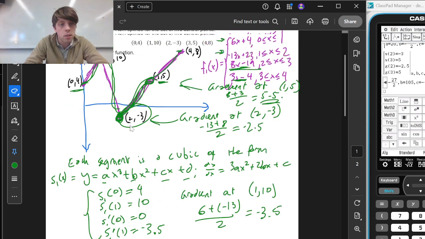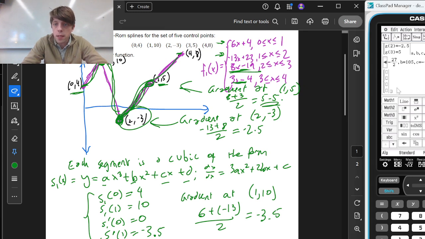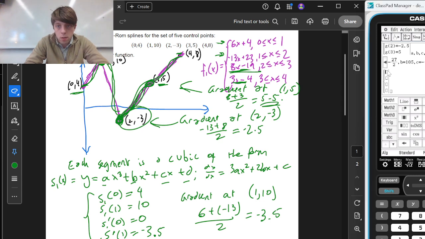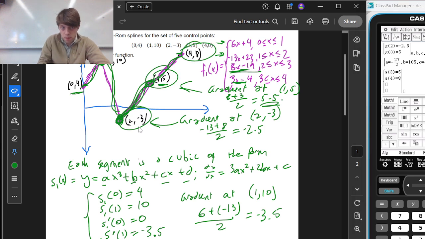All right, very last spline. Once again, we're going to use all of these conditions. For this last one, we need to consider the two endpoints for this last segment, from here to here. At the endpoints, we have x equal to 3, y equal to 5. When x is equal to 4, y is equal to 8. So those are the values at this point and this point.